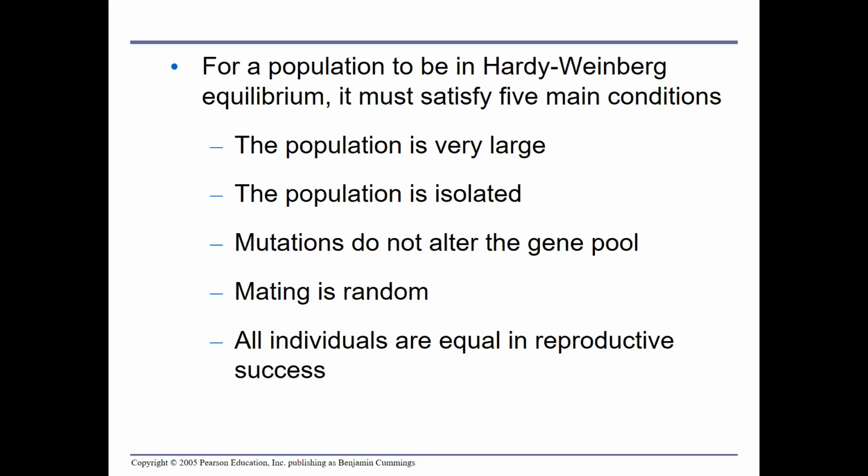So population's large. Population's isolated. Okay, we don't have other members of the same species with a different genetic sequence coming in. Okay. There's not any mutations that alter the gene pool. Mating is random, and all individuals are equal in their reproductive success. Now, these things in nature don't typically hold true. Okay, there's always some exception here going on.